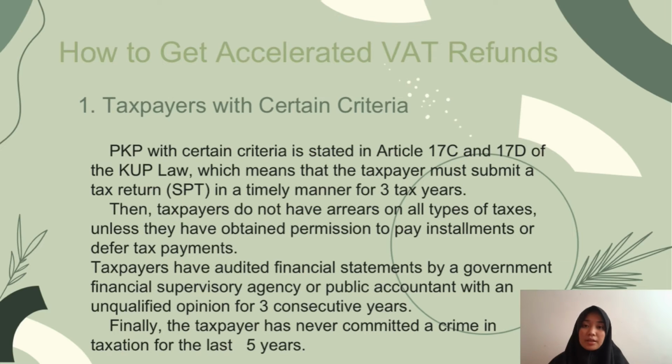The first is taxpayers with certain criteria. PKP or pengusaha kena pajak with certain criteria is stated in Article 17C and 17B of the KUP law, which means the taxpayers must submit a tax return or SPT in a timely manner for 3 tax years. Then taxpayers do not have arrears on all types of tax unless they have obtained permission to pay installments or deferred tax payments. So the taxpayers have audited financial statements by a government financial supervisory agency or public accountant with an unqualified opinion for 3 consecutive years. Finally, the taxpayers have never committed a crime in taxation for the last 5 years.